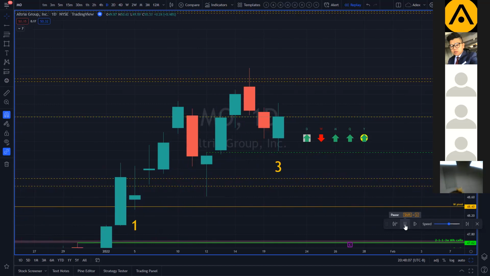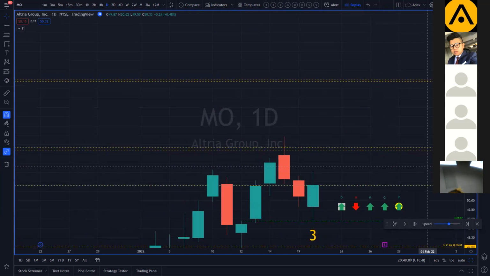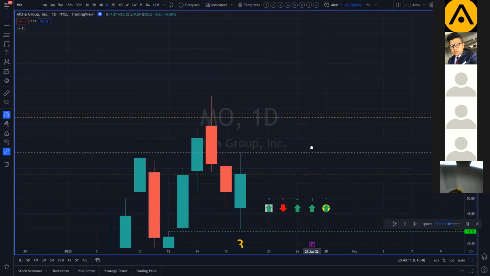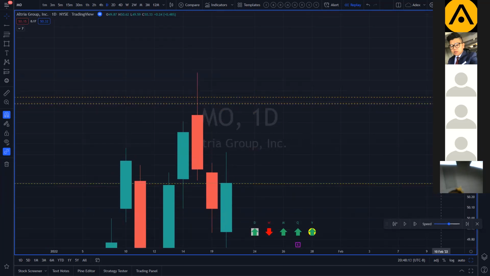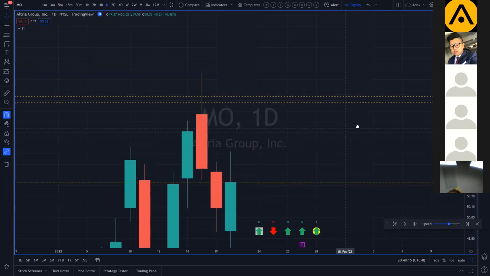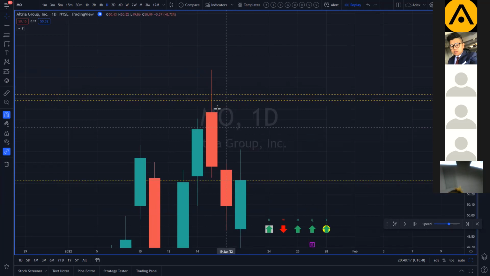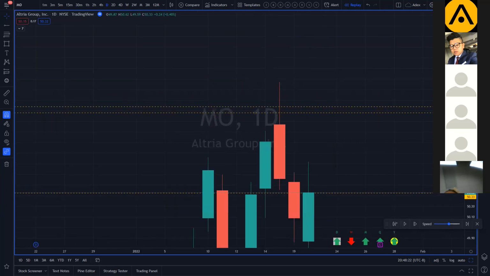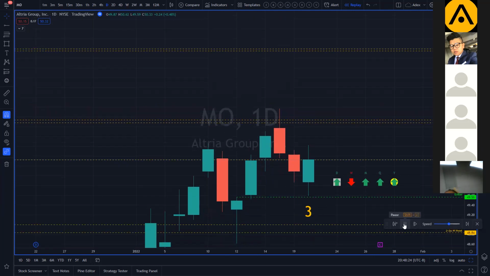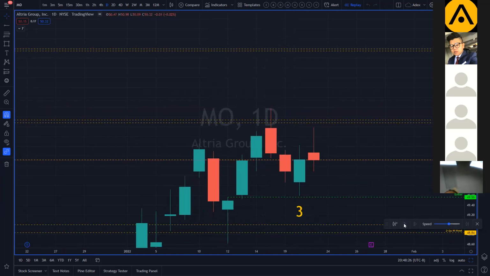And then now look where we finally start having some form of rejection at the monthly and the quarterly pivot. That's why I say as you approach, take profits. Okay. Then I think it gives it a 3. Yeah, it gives it a 3. And that's how we end.